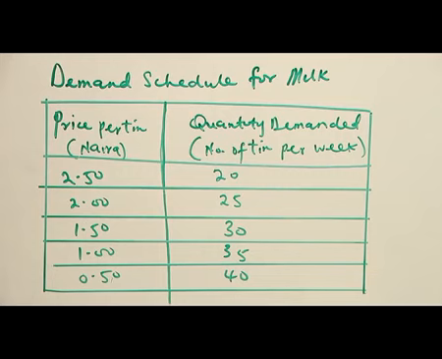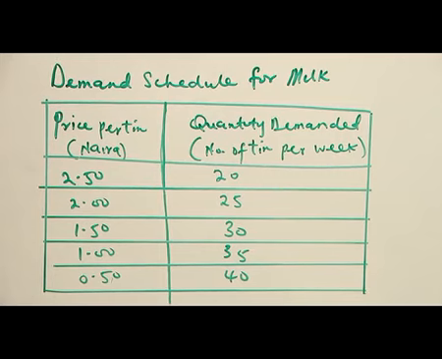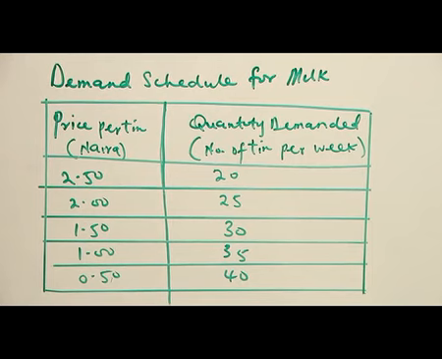So demand schedule tries to tell us the relationship between quantity demanded and the price of the commodity in question. So the lower the price, the higher the quantity demanded. And the higher the price, the lower the quantity demanded.